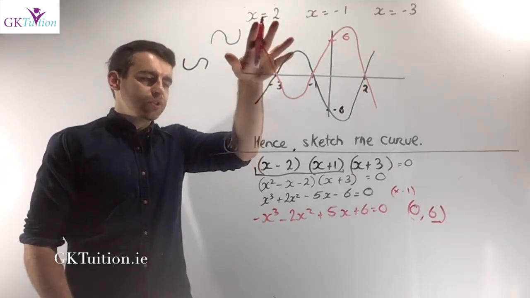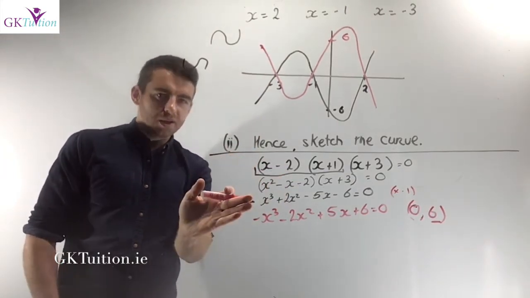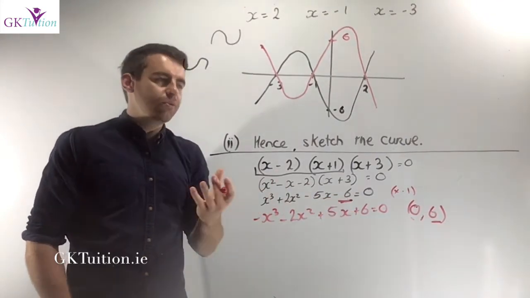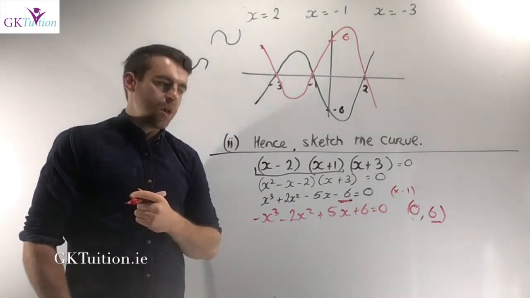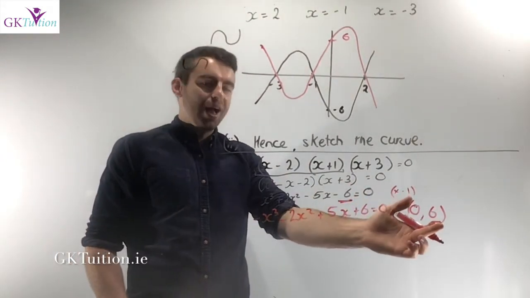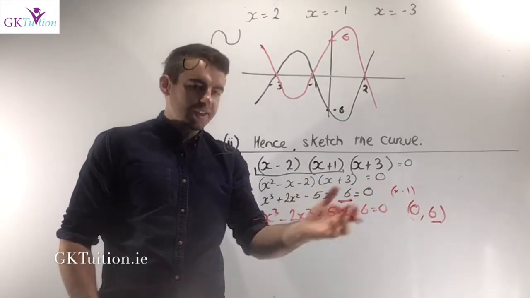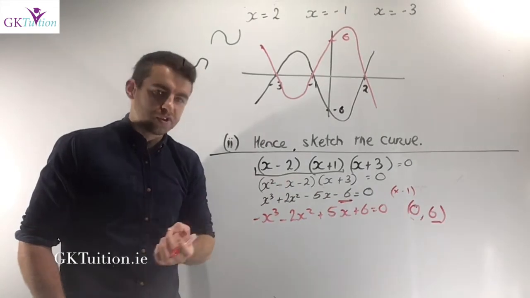You take your roots and you turn them into factors. You multiply your factors by each other to give you the polynomial, and then you look at the constant at the end and you investigate if it corresponds to the y-intercept. For example, I could have said 0, 12. If I had said the y-intercept was 0, 12 rather than 0, 6, that means you would have wanted to turn the minus 6 into a plus 12.